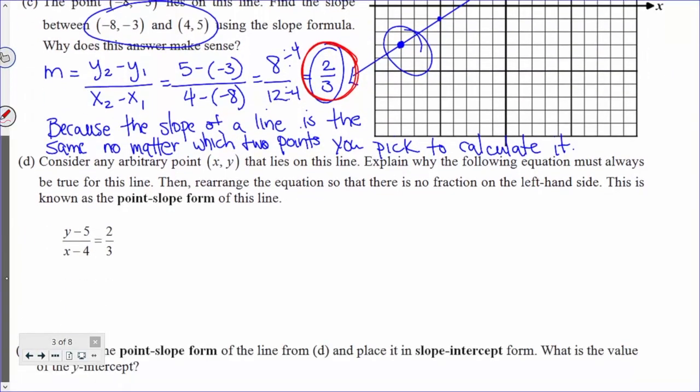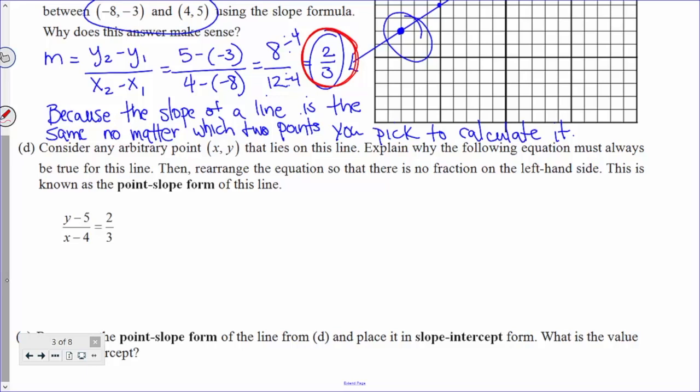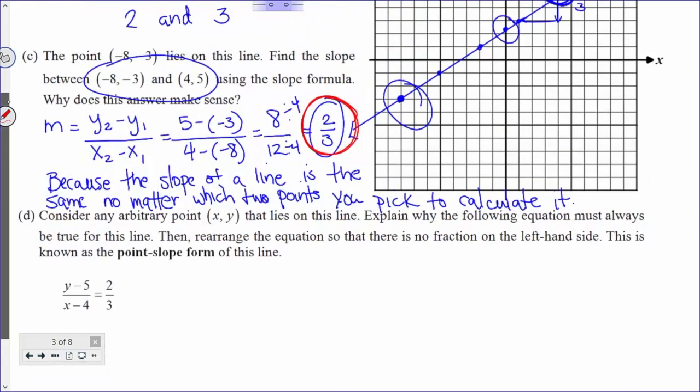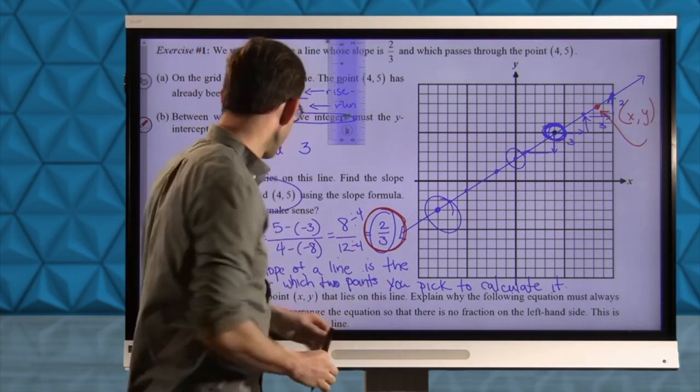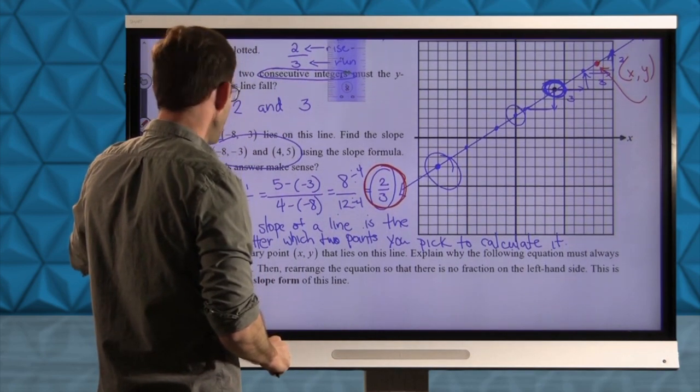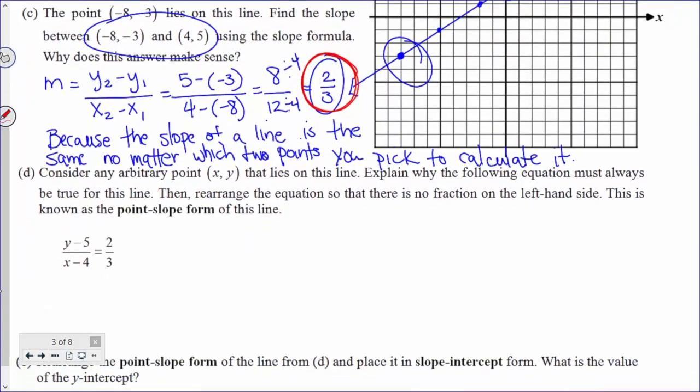Letter D. Consider any arbitrary point x, y that lies on this line. Okay, so this is important. So we've got this line with a ton of stuff circled on it. And I'm in red, so I'm gonna stick with it. So let's say I just grab some what's called arbitrary point. Okay, and I'm gonna call it x, y because it is truly arbitrary, meaning that it could be anything. All right, explain why the following equation, this one, must always be true for this line. Then rearrange the equation so there is no fraction on the left-hand side. This is known as the point-slope form of the line.